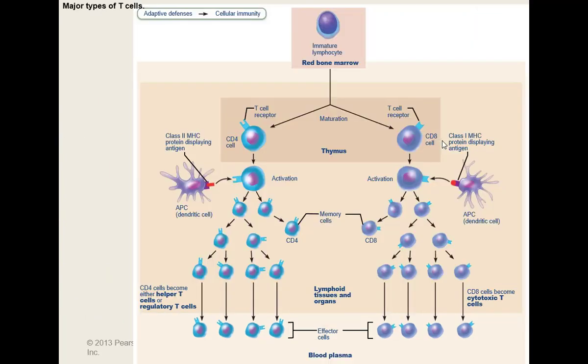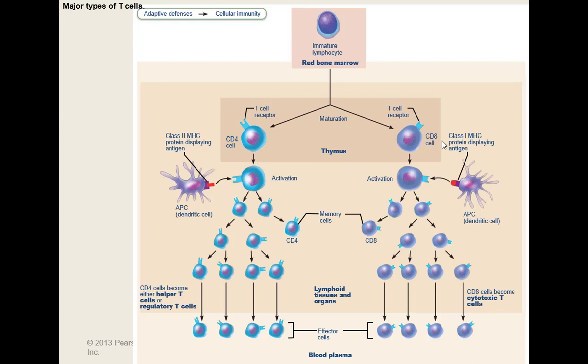Now, bigger picture, and I'll break it up a little bit. This is just showing where we get our T cells. We don't talk a lot about the regulatory T cells other than that they are CD4 and they suppress the immune response. But we have your immature immune cell. It's made in the red bone marrow, but it goes to the thymus to mature. That's where we get our T cells.